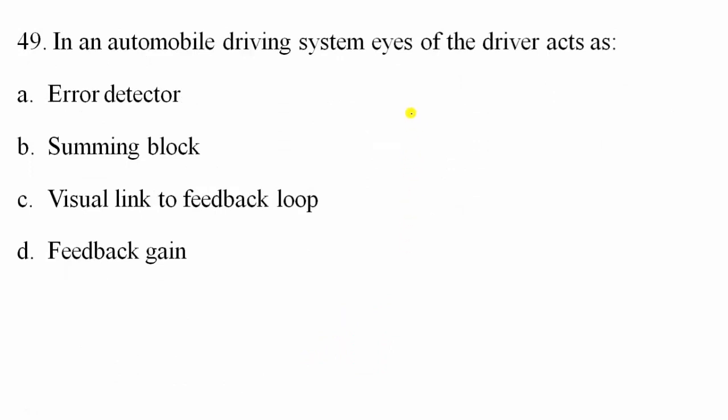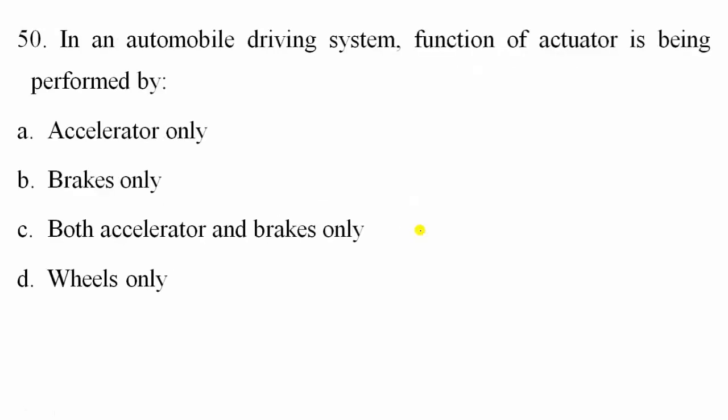49th question. In an automobile driving system, the eyes of the driver act as error detector, summing block, visual to feedback loop, or feedback gain. So it will be acting like a visual link to the feedback loop. So option C is correct.